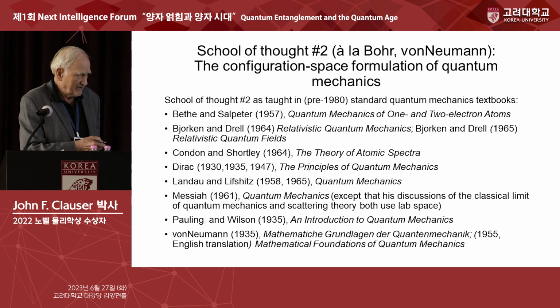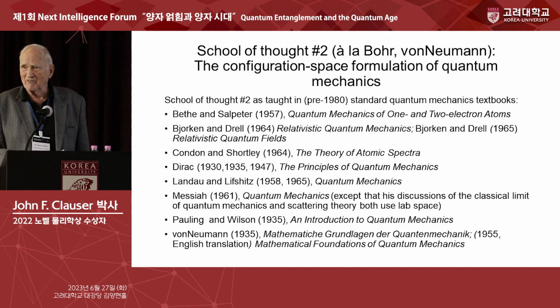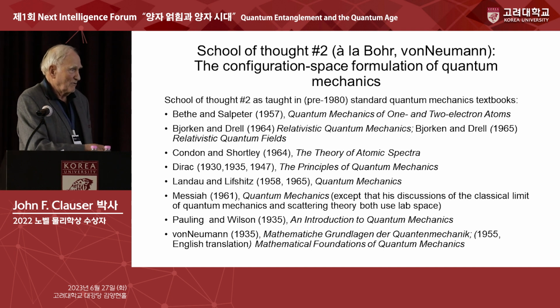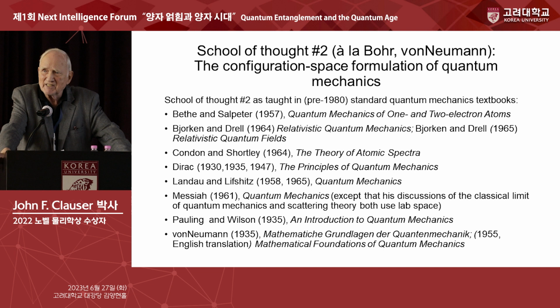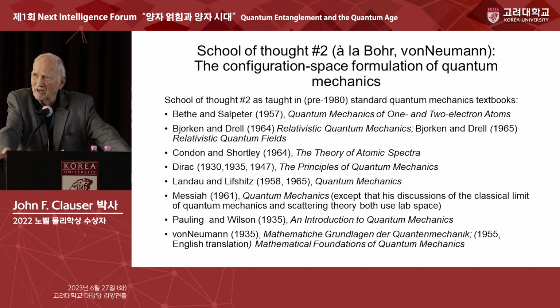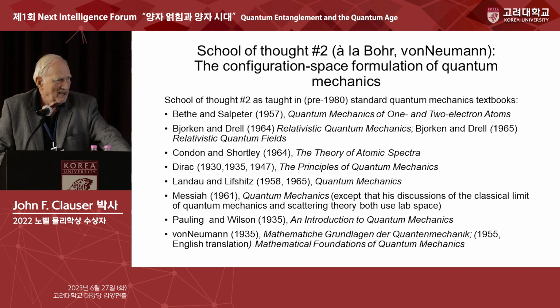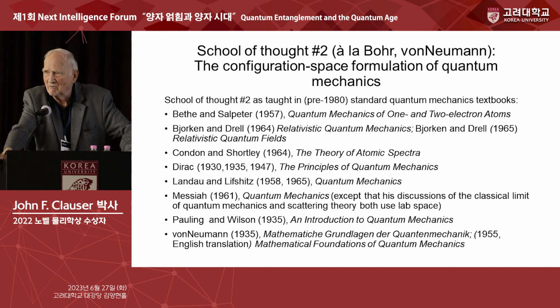Dirac's book, also very important, Beginnings of Relativistic Quantum Mechanics. Landau and Lifshitz. This is a very famous book. Landau was a student of Niels Bohr. Probably one of the most important ones is Messiah, his quantum mechanics textbook. One little problem with Messiah's book is that he's a little bit wishy-washy. He says very clearly he's doing quantum mechanics in configuration space, except he doesn't always obey the rules and sometimes reverts to lab space. Pauling and Wilson, that's where most of the chemists all learned their quantum mechanics. And the granddaddy of them all was by von Neumann, Mathematical Foundations of Quantum Mechanics.